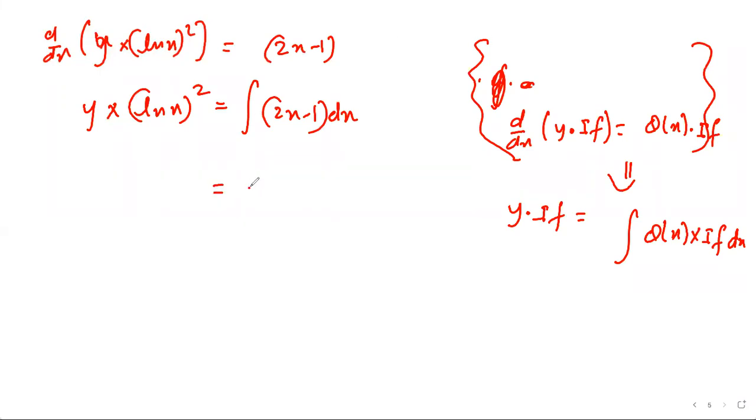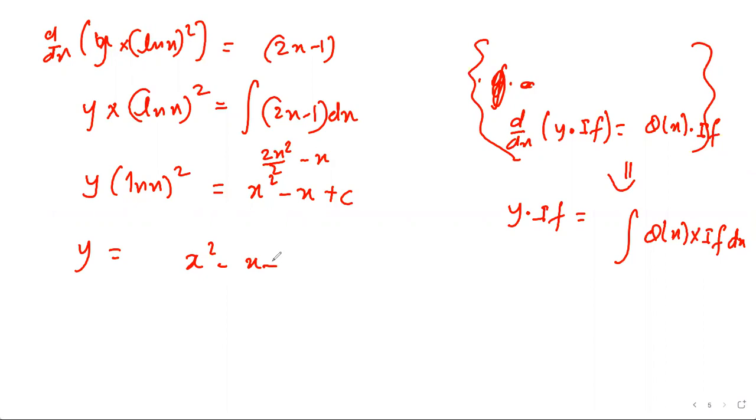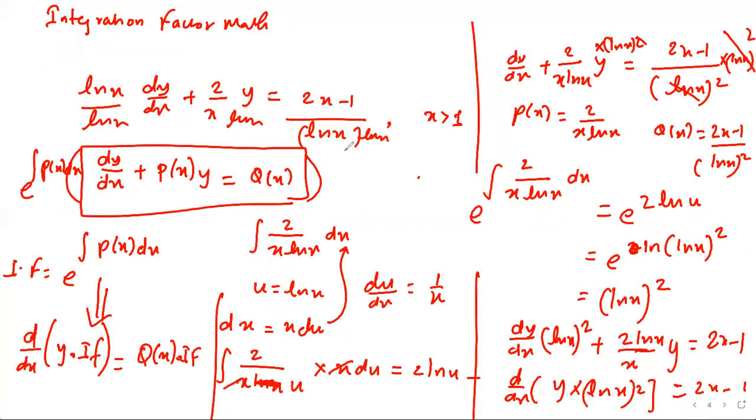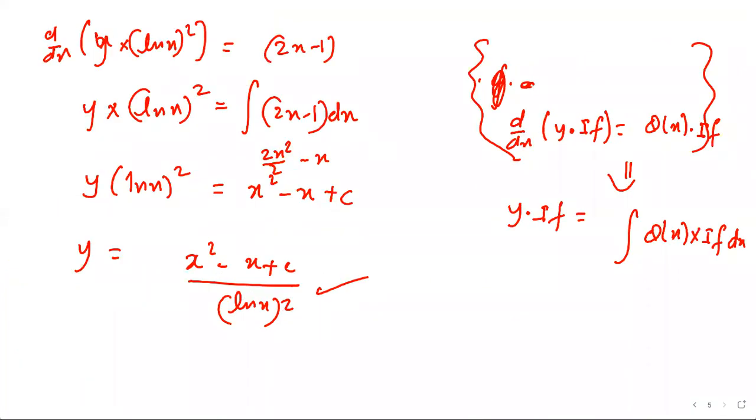Now, if you integrate this, you get x squared minus x, so 2x squared upon 2 minus x, and plus c, of course. So this is y ln x the whole square. Now, of course, you divide by ln x the whole square to the other side. So this part is basically the general solution. In some problems you would be given a condition, like when x is 1, y is 2, but there is no boundary condition given here. So you just leave the answer at this stage.